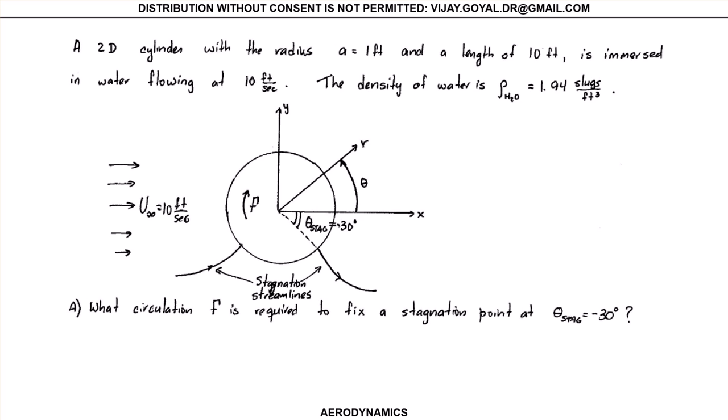When we are talking about the length, we are talking about this length. This is the length that we are talking about. So the cylinder has a total length of 10 feet, and it is immersed in water, and the water flow is 10 feet per second. The density of the water is given here. The question is, what should be the required circulation such that your stagnation point is exactly at 30 degrees? Okay, so that's the problem we are trying to solve.